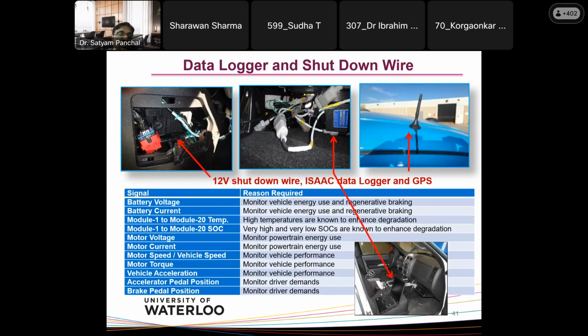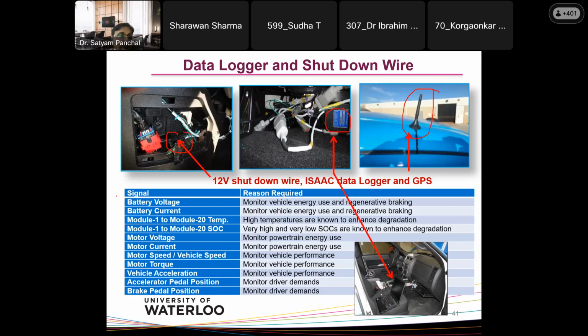After the specification, what we did is we installed a data logger. The data logger is from the Isaac company. We took the Isaac data logger, from Montreal in Quebec, and installed that in the vehicle. Here you can see the GPS, global positioning system, and a 12 volt shutdown wire is provided. Below the passenger seat, here you can see the laptop, and below the dashboard we have the Isaac data logger and the 12 volt shutdown wire.